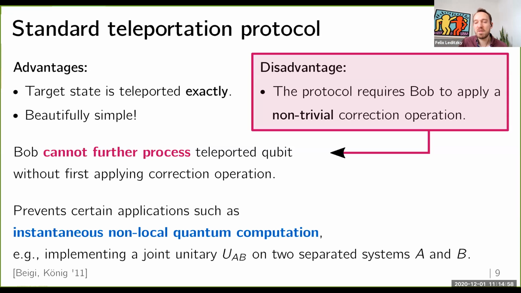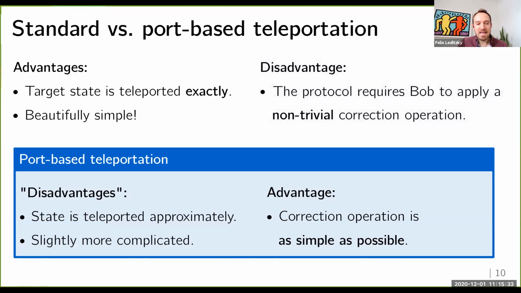And one big application of this is so-called instantaneous non-local quantum computation, where one task that you try to achieve there is, for example, to implement a joint unitary on 2 separated systems A and B. And the idea is that the 2 parties A and B use teleportation to implement this unitary. But if you look at this paper by Beigi and Koenig, where they introduced this, you will see that in these protocols, you actually need Bob to be able to do something with the teleported state without Alice actually telling him what outcome she got in the measurement.